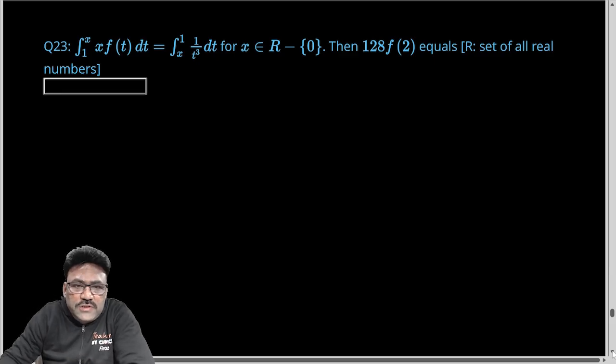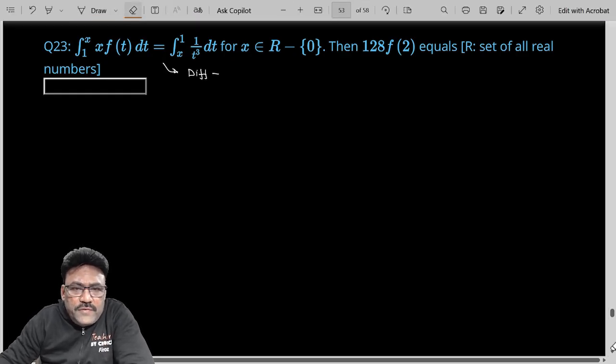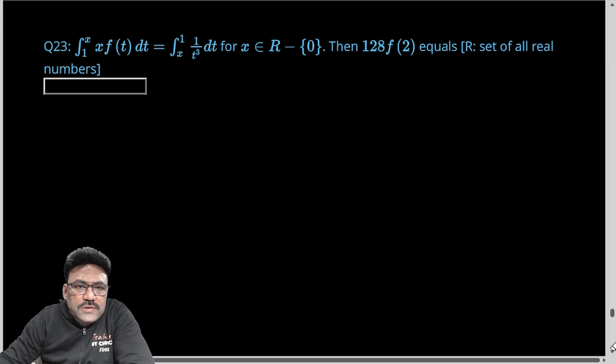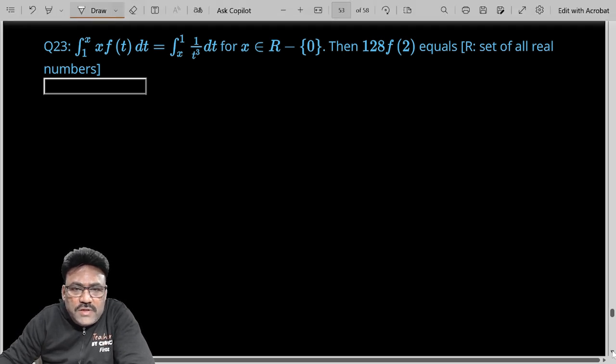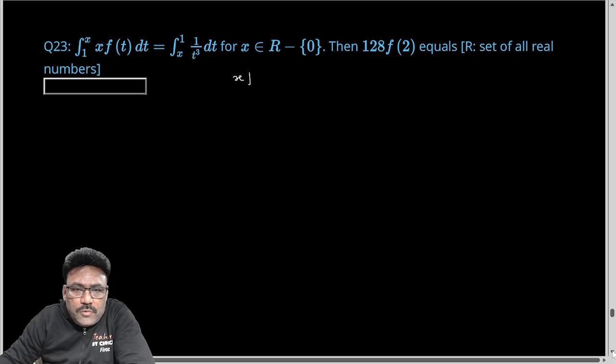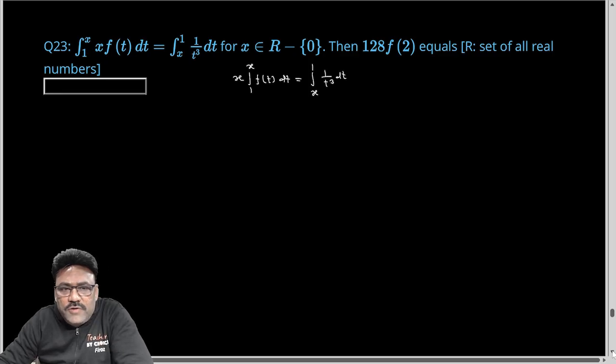So if I differentiate here with respect to x, let's differentiate. In fact, before differentiation, let me rewrite the equation first. I can rewrite this equation as x times the integral from 1 to 2x of f(t) dt, and this is the integral from x to 1 of 1 by t cube dt.